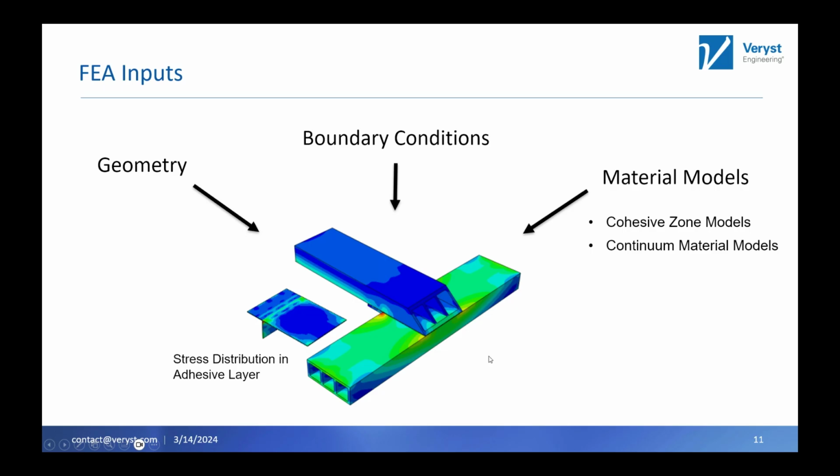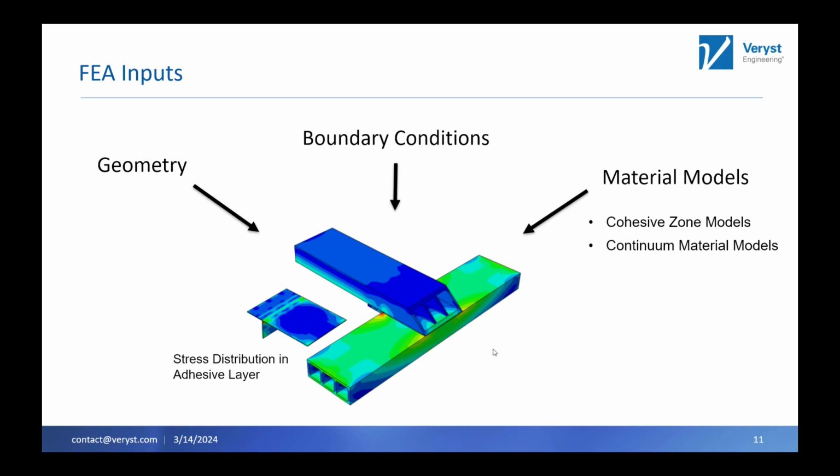And so when we think about FEA, we think about there being three groups of inputs. One is the geometry, essentially your CAD of how the parts fit together. The second part is the boundary conditions, which is how the loads are applied to this part. And the third part is the material model, and that's what we're going to be focused on today, which is how the mechanical properties, the performance of the adhesive, are represented numerically within the finite element software.